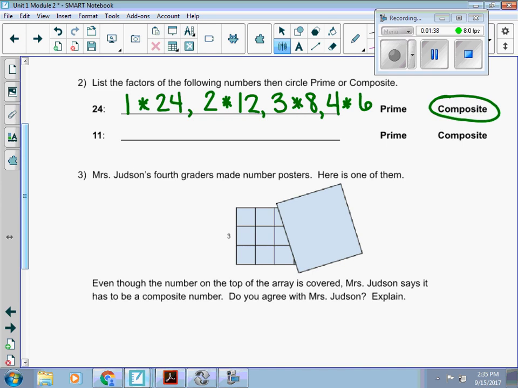For 11, I'm going to start with 1 times 11, and that is actually the only way to multiply to get to 11. And because 11 has 2 factors, it is prime. A prime number has exactly 2 factors.